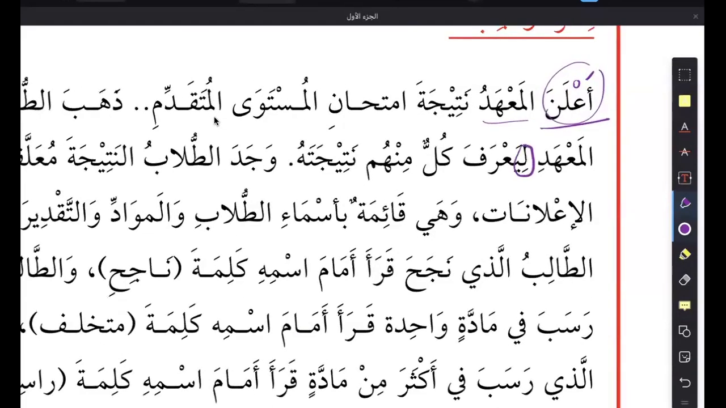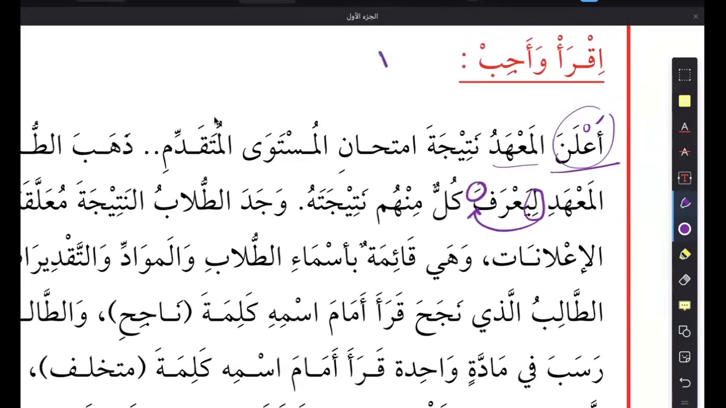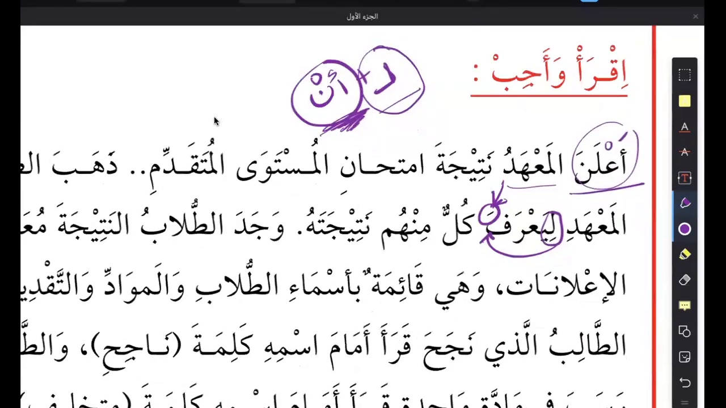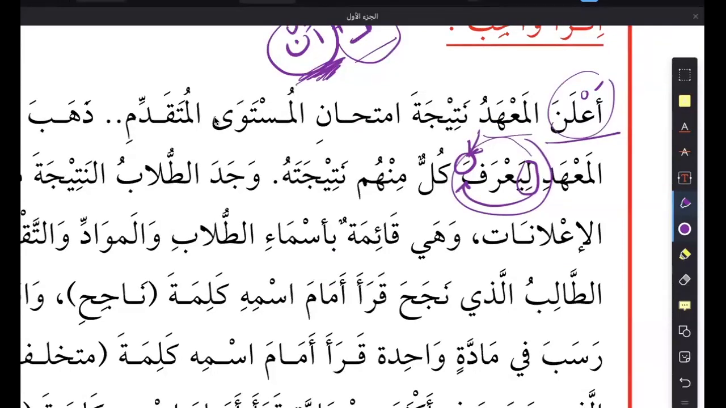ليعرف. ليعرف is a review. لي نعم التعليل. This is pretty much harful jar, but we know that harful jar cannot come before the verb. So what happens is that we actually have li and we have a hidden an. And we know what an does to the present tense verb. It makes it into mansub. That's why sometimes you will also find li an. Here you can say li an ya'rifa. You can say that.